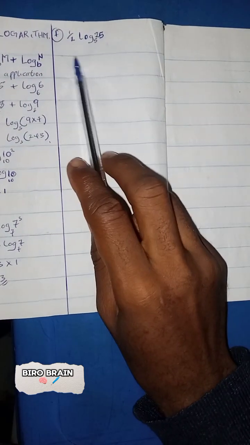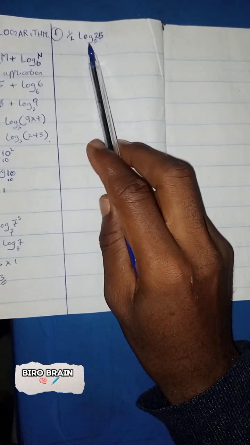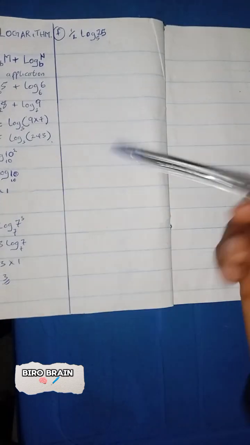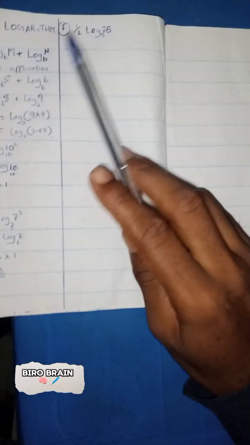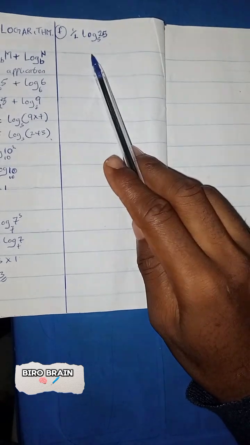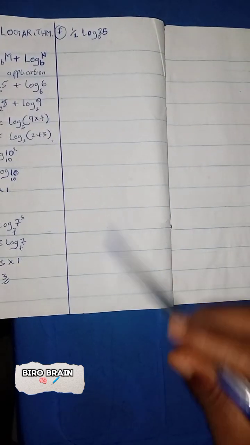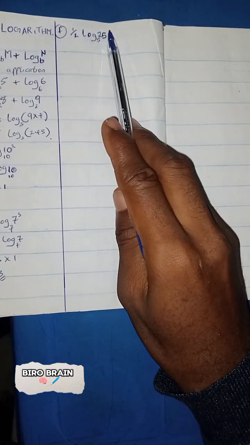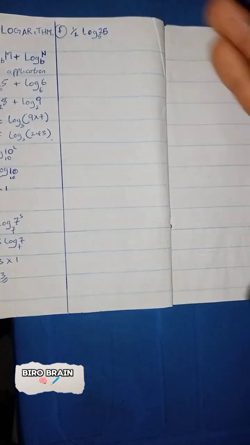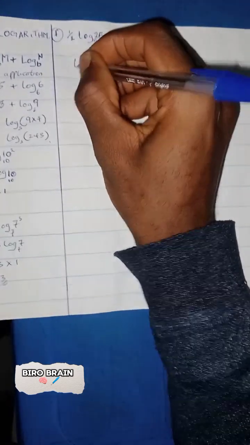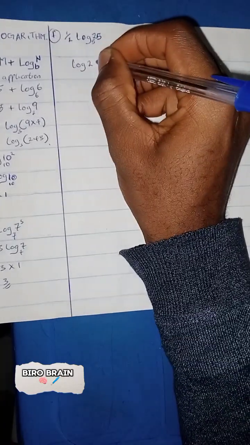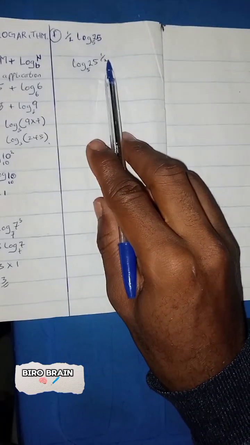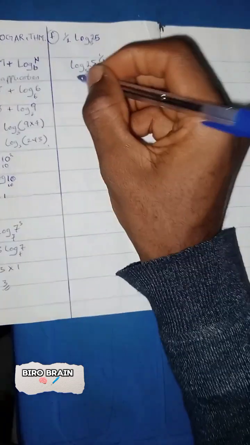Alright, here we're having 1 over 2 log 25 base 5. What you do in this case is the same thing. This is just like the last case we did just now. So what will happen here is that this 1 over 2 will go to the top, so we'll be having log 25 base 5 to the power 1 over 2. I know this 1 over 2 is actually square root.